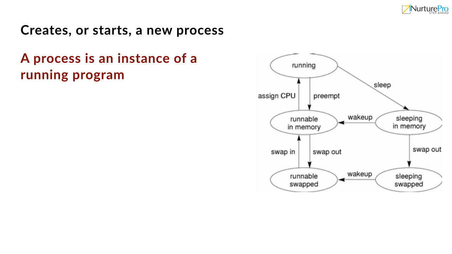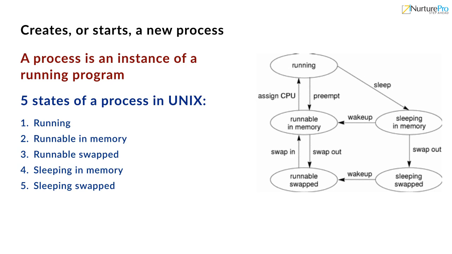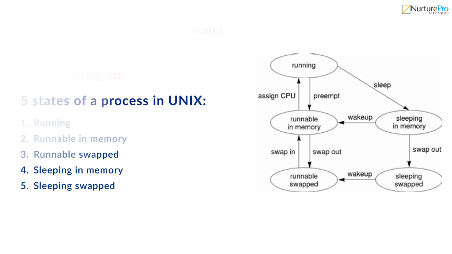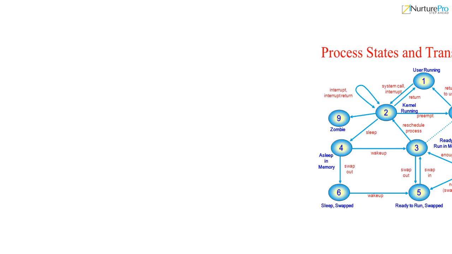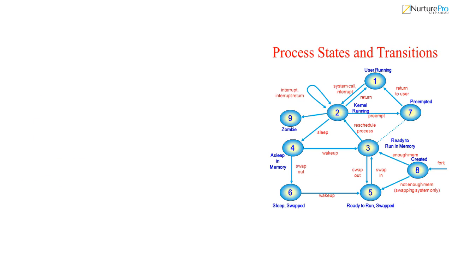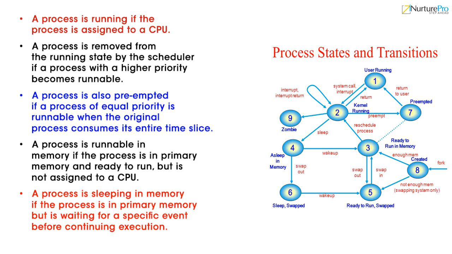There are various states of a process in Unix. There are 5 states of a process in Unix, which are running, runnable in memory, runnable swapped, sleeping in memory, and sleeping swapped. An active process is normally in one of the 5 states. There are various transitions that take place from one process state to another. Let us now see how this process state transition takes place.